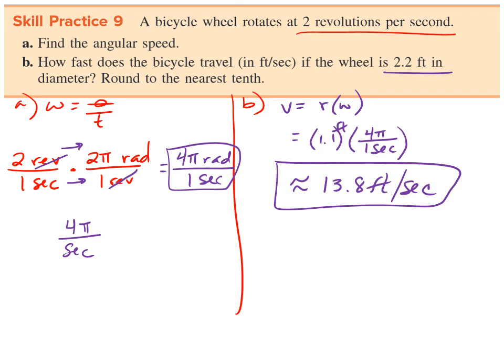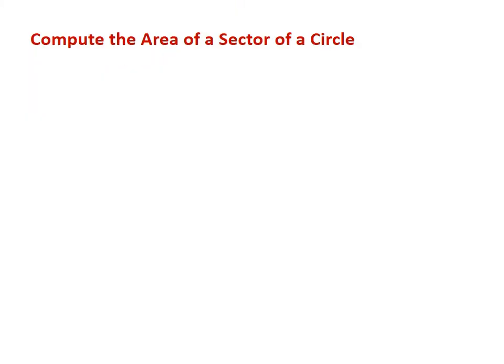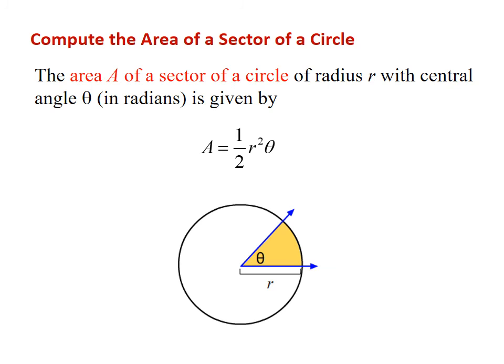Okay, moving into the last type of problem. We want to find the area of a sector. So now, instead of finding this length, we want to find the area of this pizza slice, if you will. Again, the angle is measured in radians, and we use this formula here.